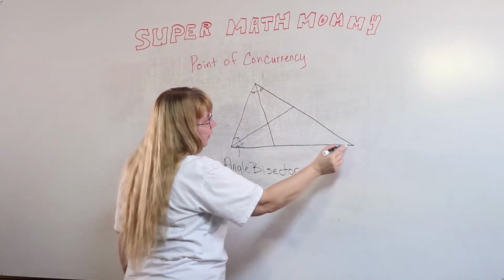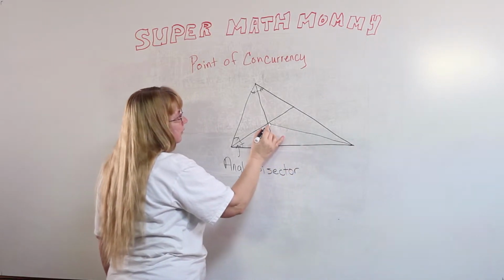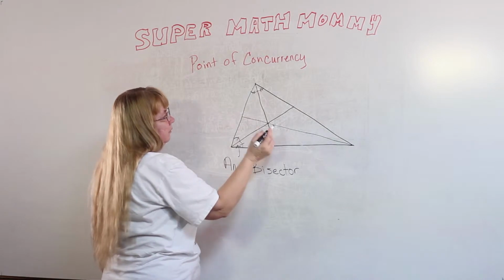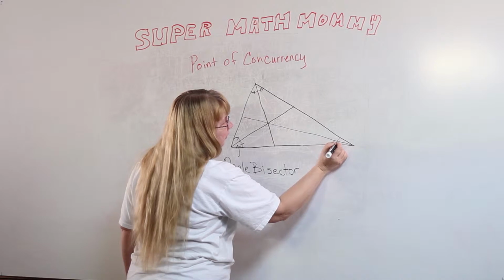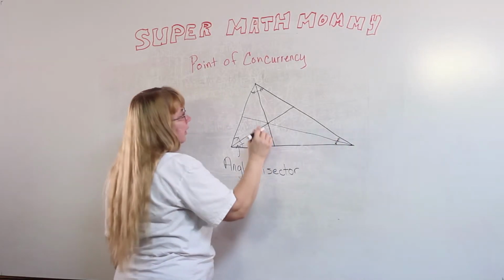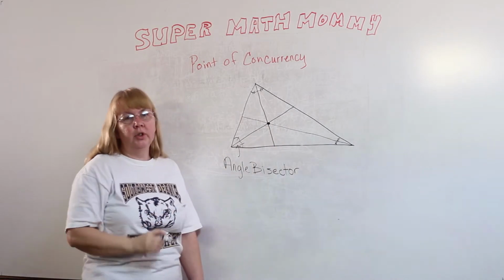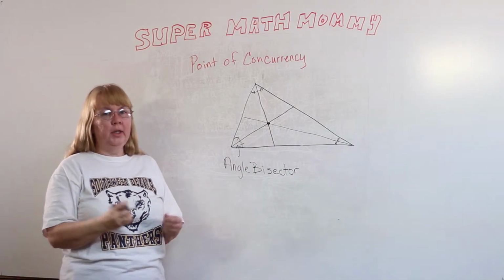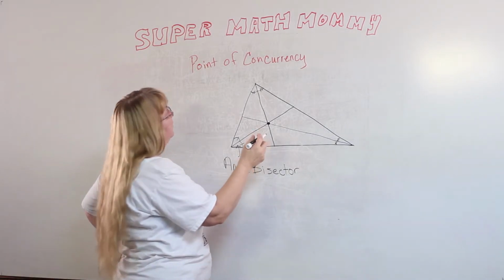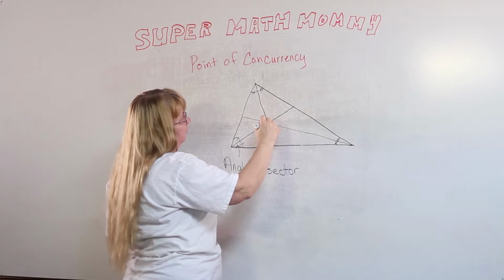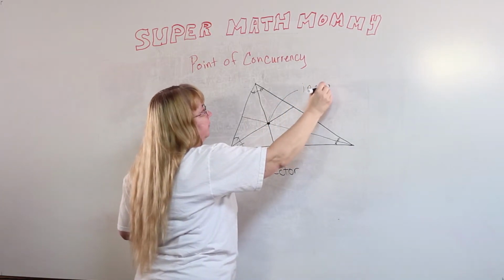And my third angle, congruent angles. And I have a point of concurrency. Remember, a point of concurrency is where all the lines come together. It's where they agree, where they concur. So this point of concurrency is called the incenter.